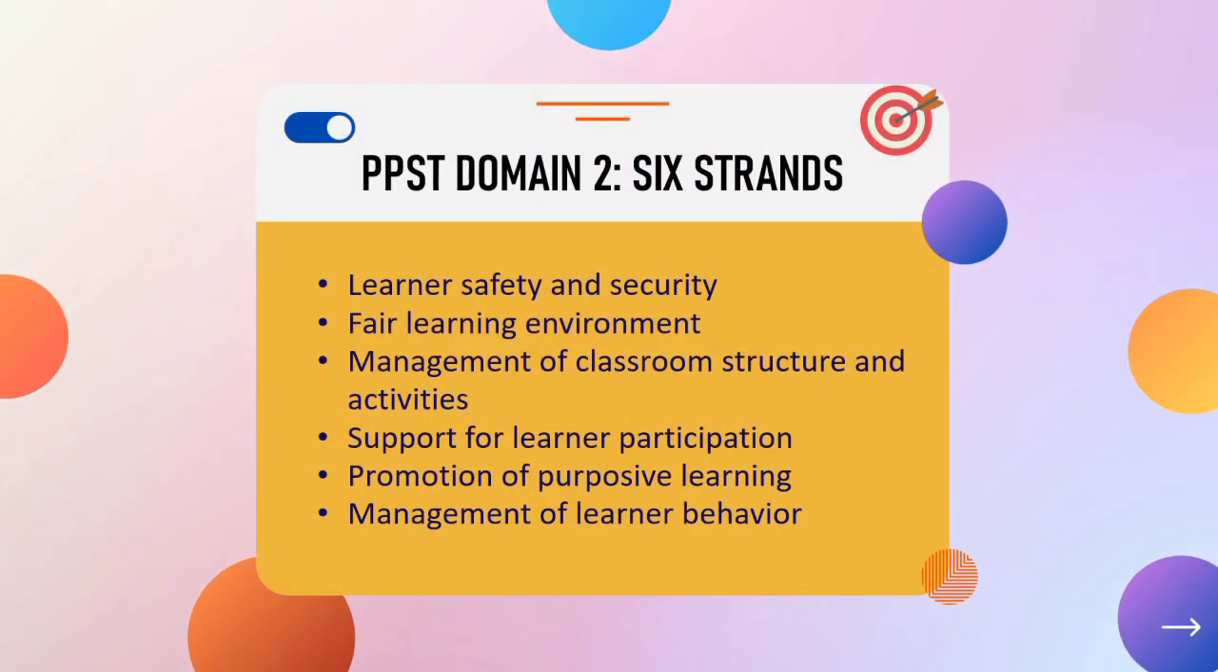PPST Domain 2 consists of 6 strands, and these strands are the following. First, learner safety and security. Second, fair learning environment. Third, management of classroom structure and activities. Fourth, support for learner participation. Fifth, promotion of purposive learning. And lastly, management of learner behavior.